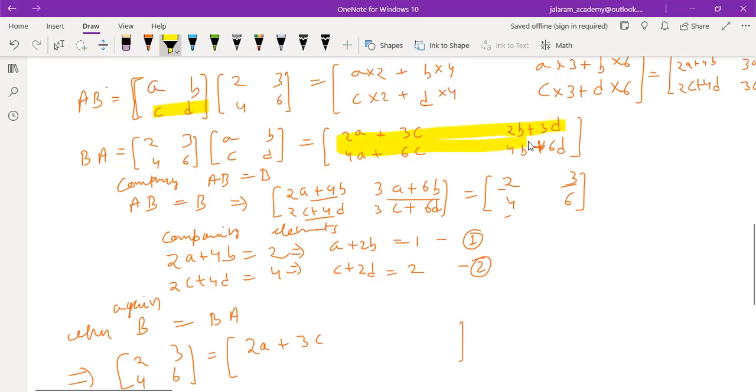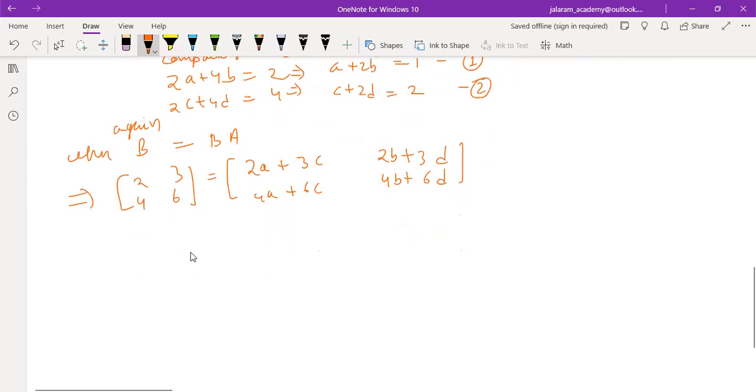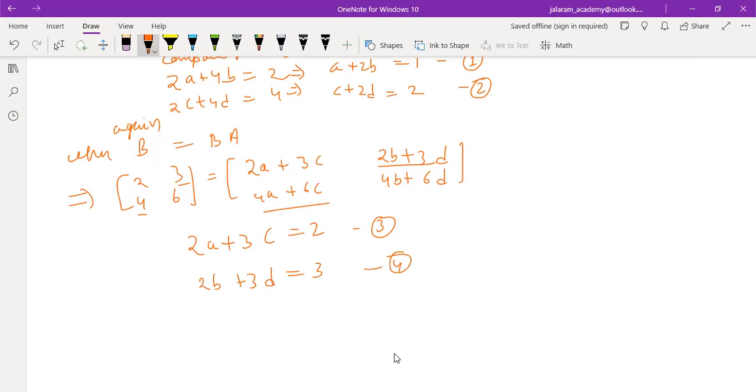this one, 2B plus 3D, 4A plus 6C, 4B plus 6D. And when we compare both sides, 2A plus 3C equals 2. It will also produce the same equation. So we write 2B plus 3D equals 3 as the fourth equation.